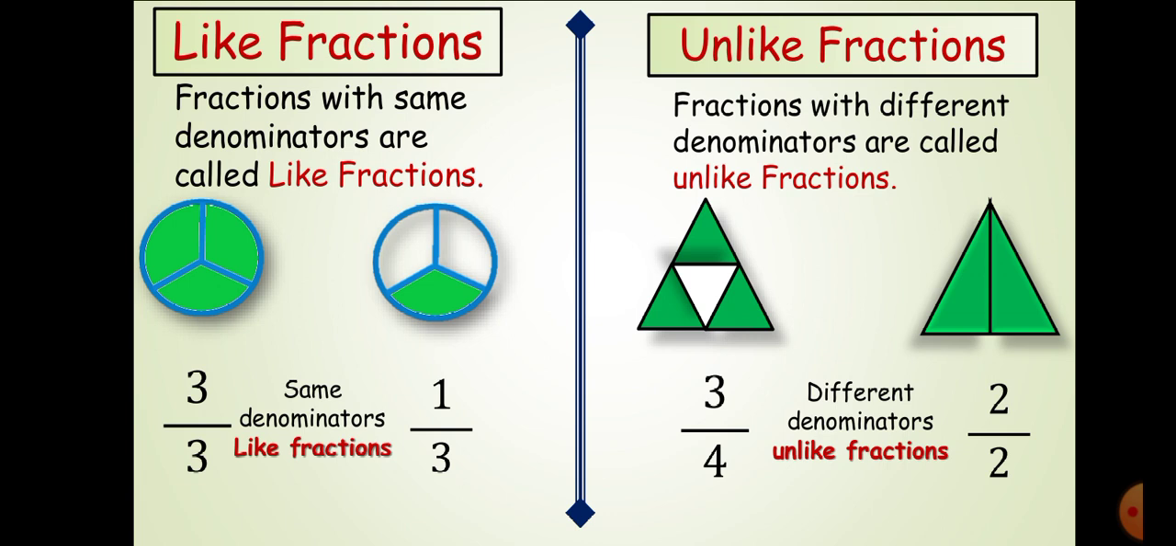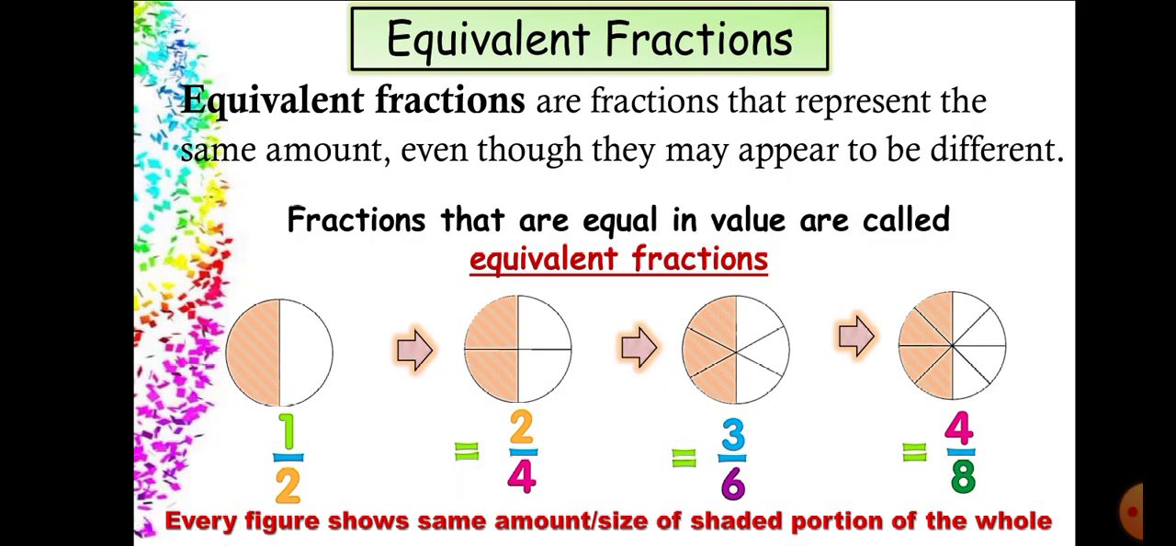Here I have an example, a figure that has 4 equal parts and 3 of them are shaded, that shows us 3/4, and then a figure that has 2 equal parts and 2 of them are shaded, that shows us 2/2. So it doesn't matter what the numerator is, we have to look at the denominator. Here 4 and 2 are different denominators, so of course they are unlike. Like and unlike are the opposite of one another.